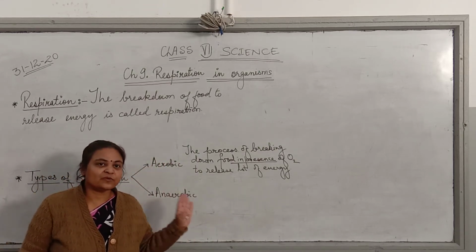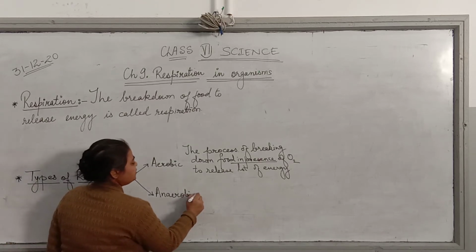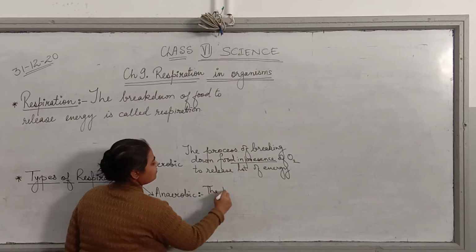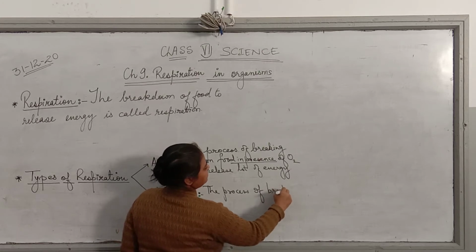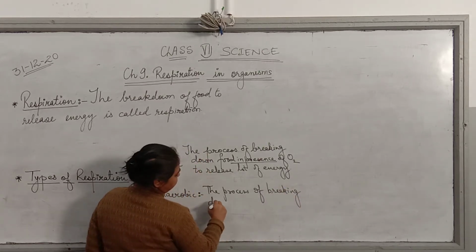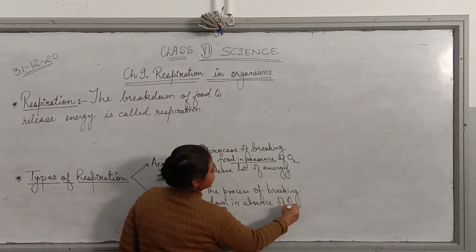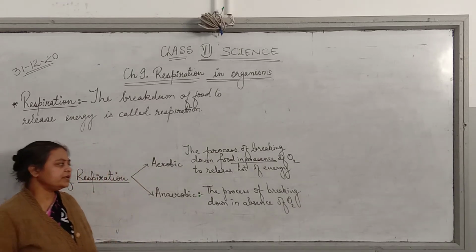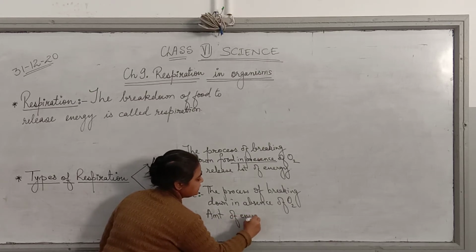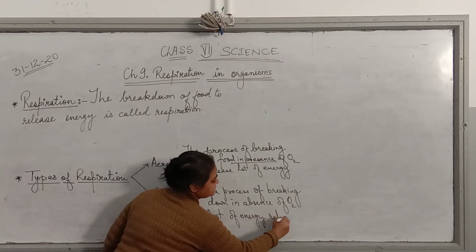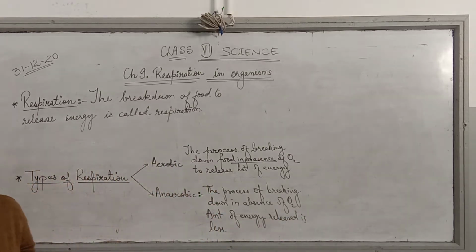Whereas on the other hand, anaerobic respiration means the process of breaking down food in absence of oxygen. Okay. Now here the amount of energy released will be less. Much less in comparison to the aerobic respiration.